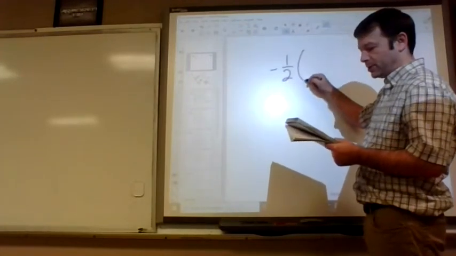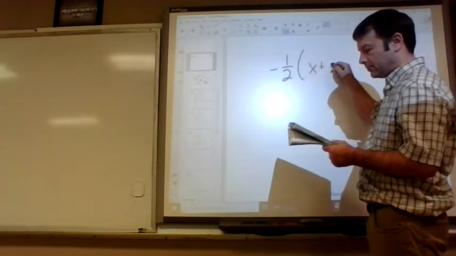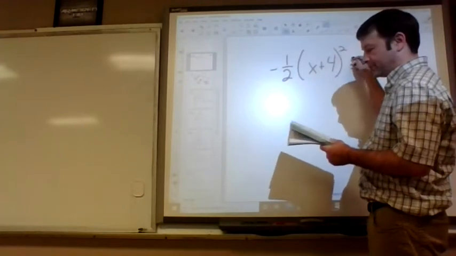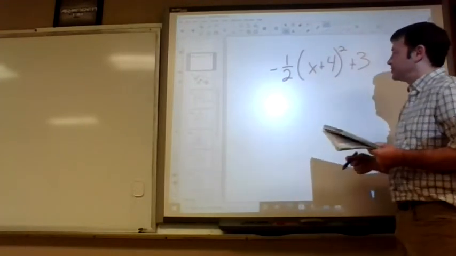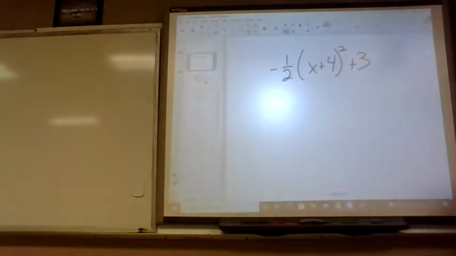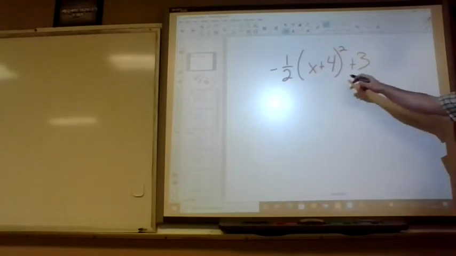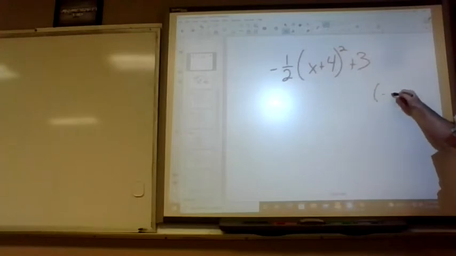Actually, on 21, the other problems were written in standard form. 21 is written in vertex form. So it would be easy to find the vertex for that one. Up 4. No, up negative 4, 3. Left 4. Yeah, negative 4, 3 will be the vertex.